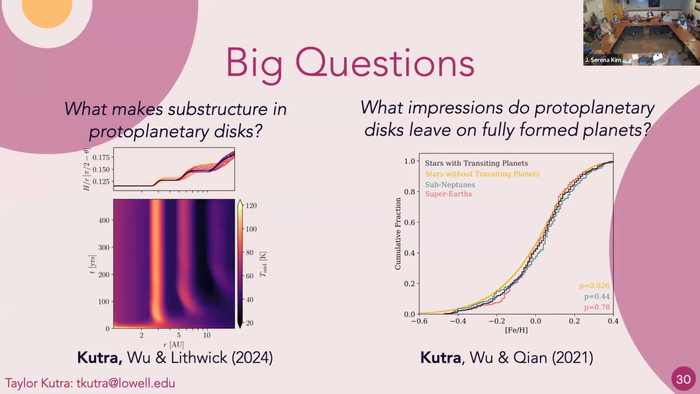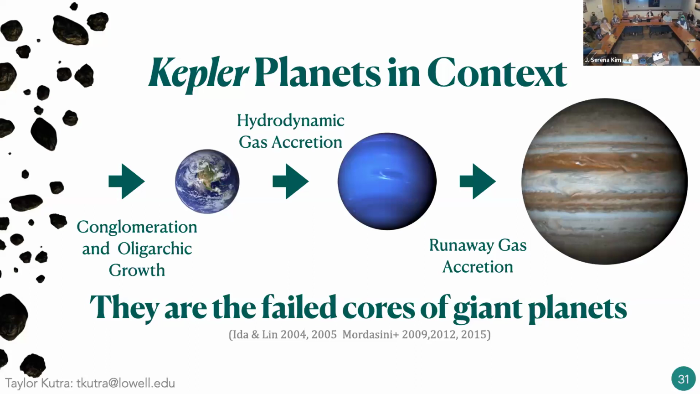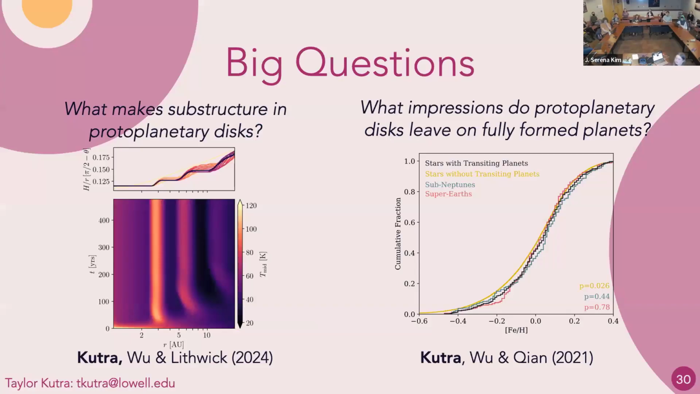Okay, so I'll go over this pretty quickly. The next thing that I want to talk about is this work that we did, which has a lot of connections with folks at U of A, about the impressions that a protoplanetary disk can leave on the populations of fully formed exoplanets.